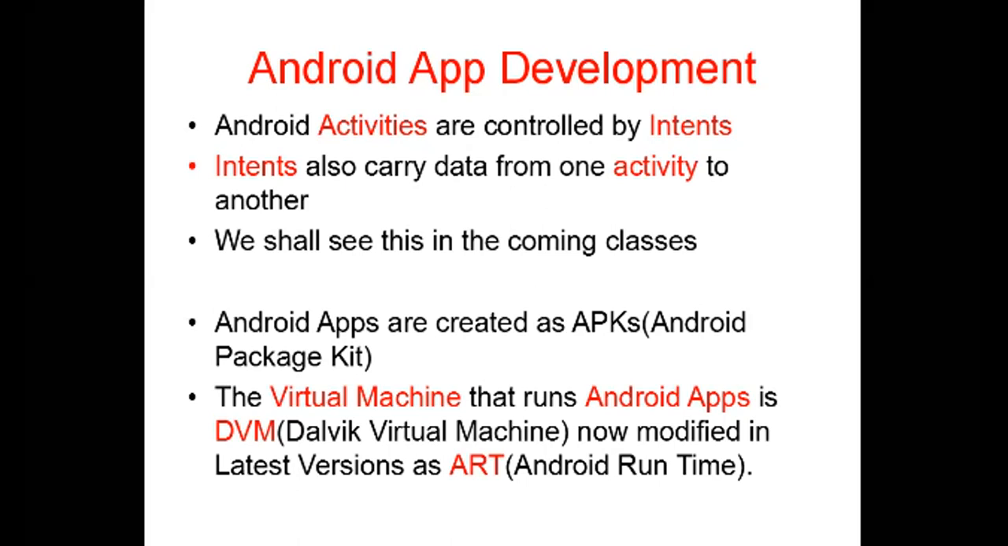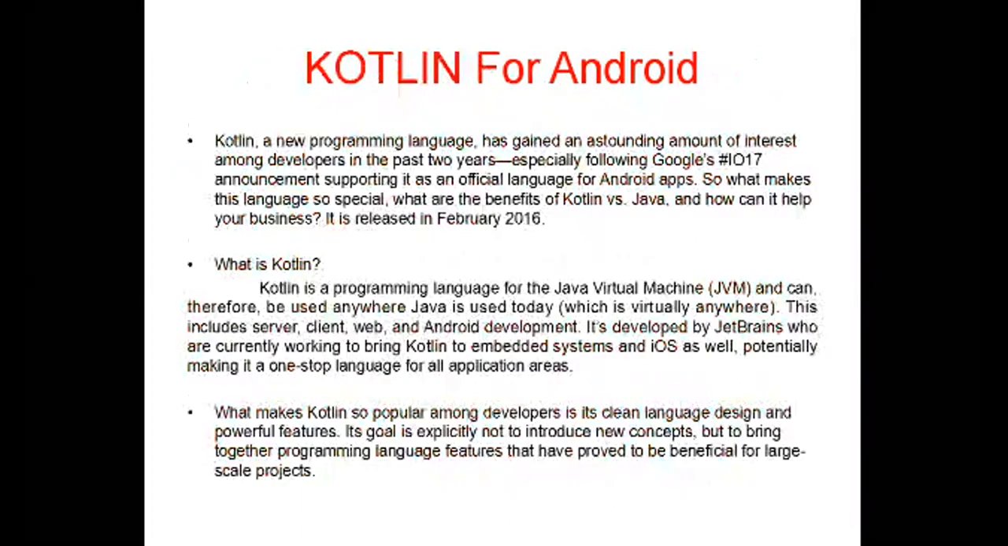Usually Android works on a virtual machine called DVM, Dalvik Virtual Machine. Now that Dalvik Virtual Machine is further modified with enhanced features to make it ART, Android Runtime. Latest is ART. And Kotlin is the recent one. If you learn Kotlin as a programming language, you can write Android applications and iOS applications as an embedded system. That is the popularity it has. But this was released recently, in 2016.